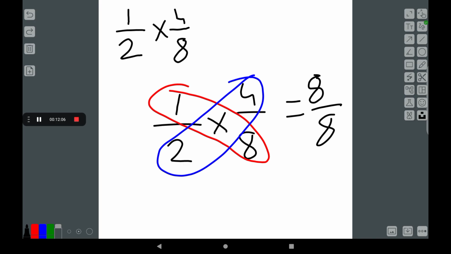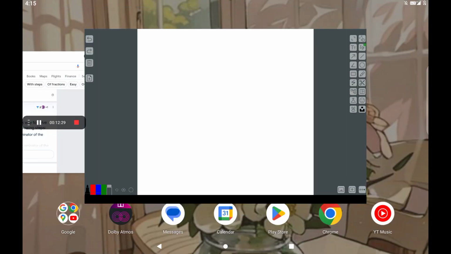8 ones are 8, 4 with us. So whichever numbers you multiply from the numerator of the first fraction, whatever the answer is will be the numerator, and the one multiplied with the denominators will give the answer's denominator. So 8/8 is the answer here. Quite simple, right? Okay, let's move forward.